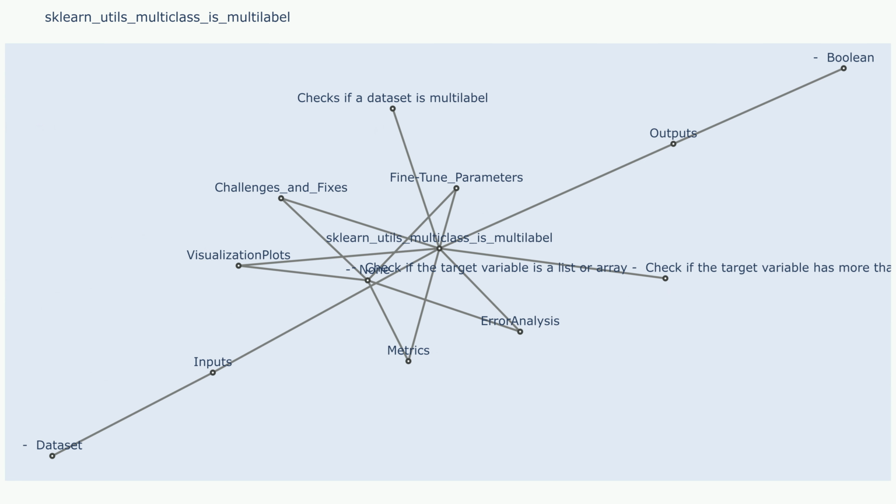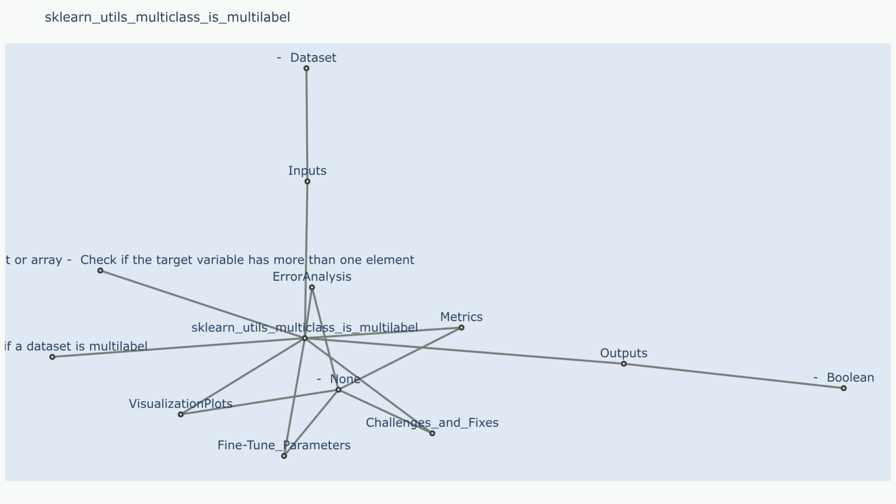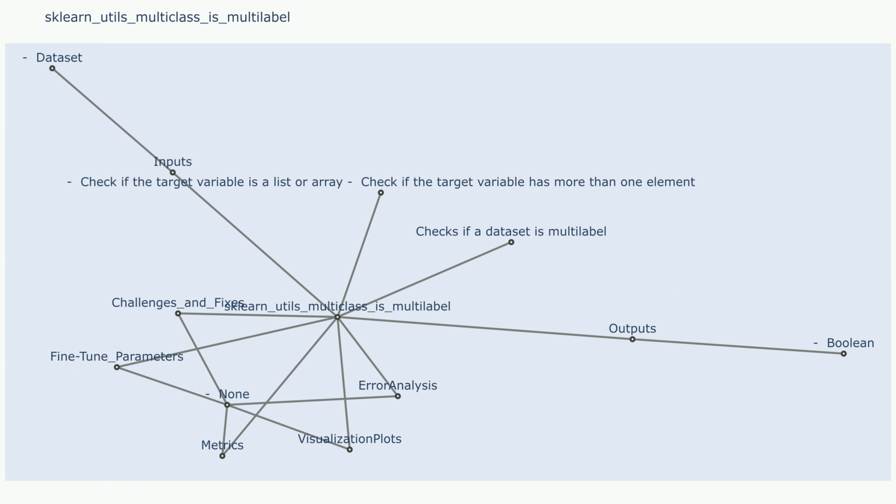Inputs: y. This is the input array or data structure containing the target labels. It can be a NumPy array, pandas data frame, or any other structure that can be interpreted as a collection of labels. Outputs: bool. The output is a Boolean value. It returns true if the dataset is multilabel, indicating that each sample can have multiple labels. Otherwise, it returns false, signifying that each sample can have only one label.